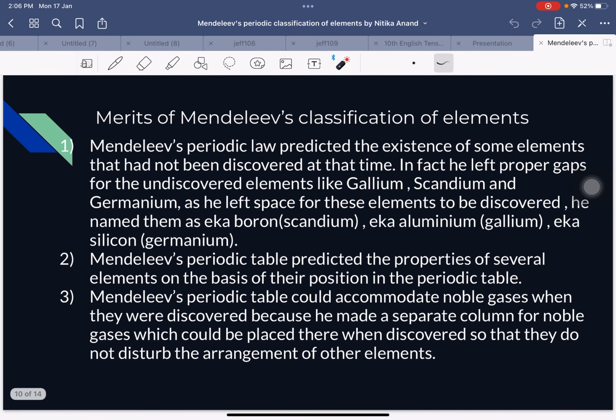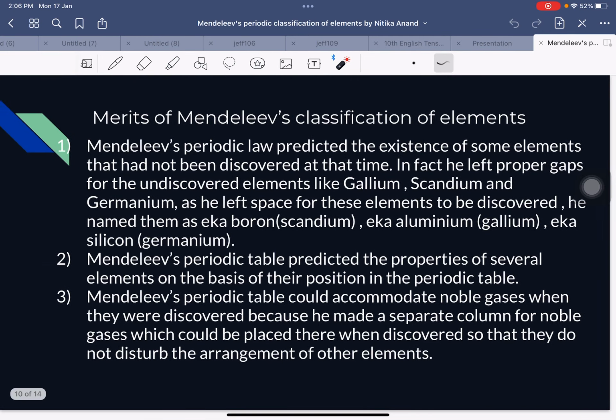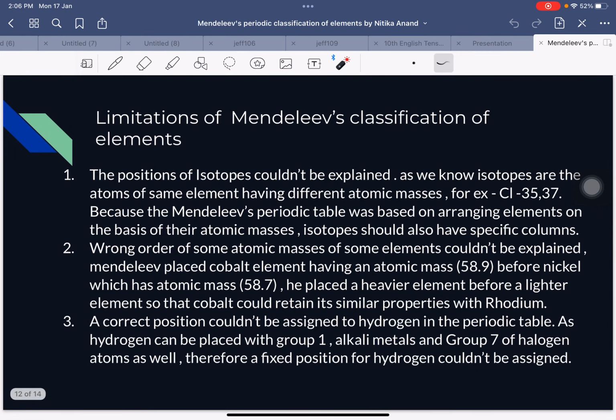Although this was such an amazing discovery of Mendeleev, there were a few limitations or demerits of this as well. For example, the position of isotopes couldn't be explained. Now we know that isotopes are atoms of the same element that have different masses. For example, chlorine has two kinds of atoms with atomic mass 35 and 37. Because the table was based on atomic mass, obviously it should have had different spaces for chlorine 35 and 37 as well, but he couldn't explain this.